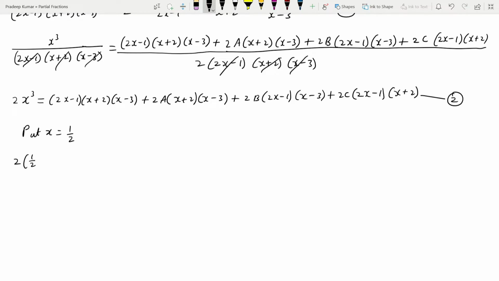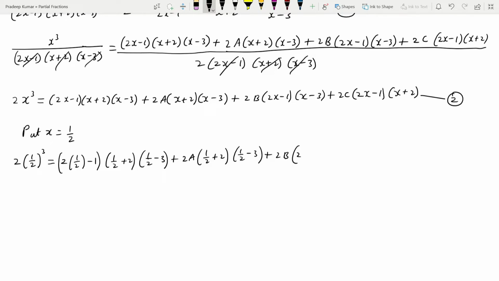So this is 2 into 1 by 2 whole cube, that is equal to 2 into 1 by 2 minus 1, into 1 by 2 plus 2, into 1 by 2 minus 3, plus 2a into 1 by 2 plus 2, into 1 by 2 minus 3, plus 2b into 2 into 1 by 2 minus 1, into 1 by 2 minus 3, plus 2c into 2 into 1 by 2 minus 1, into 1 by 2 plus 2. Okay, so let's solve this.